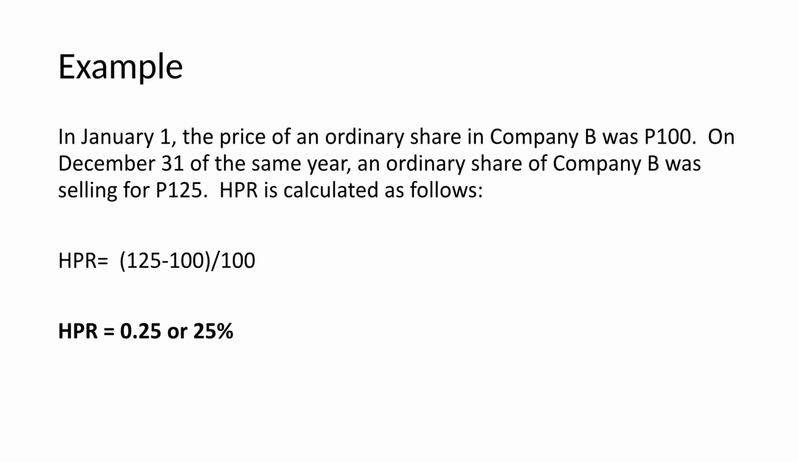On January 1, the price of an ordinary share in Company B was 100 pesos. On December 31 of the same year, an ordinary share of Company B was selling for 125 pesos. 125 pesos is the price of an ordinary share of Company B at the end of the year, and 100 pesos is the price at the beginning of the year. We simply get the difference, then divide that by the initial value, which is 100. And our answer will be 0.25 or 25%.